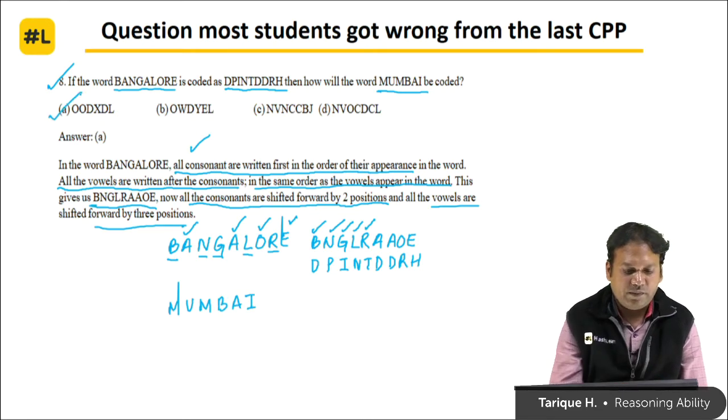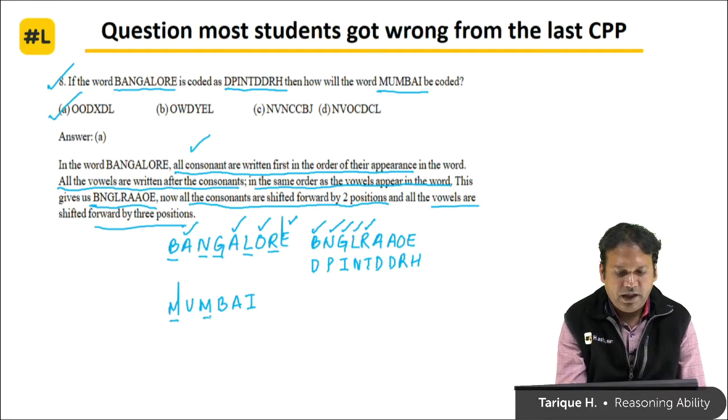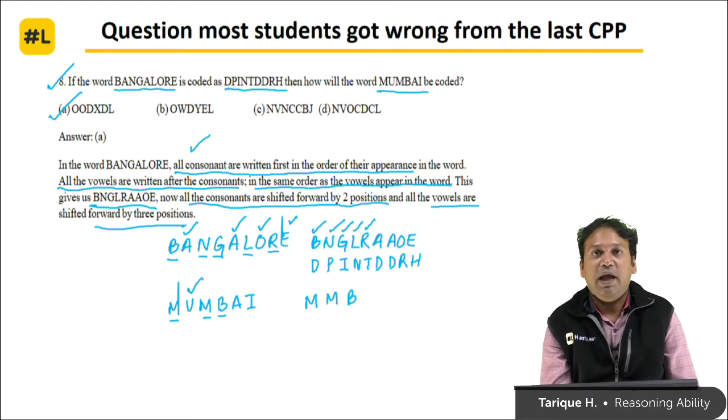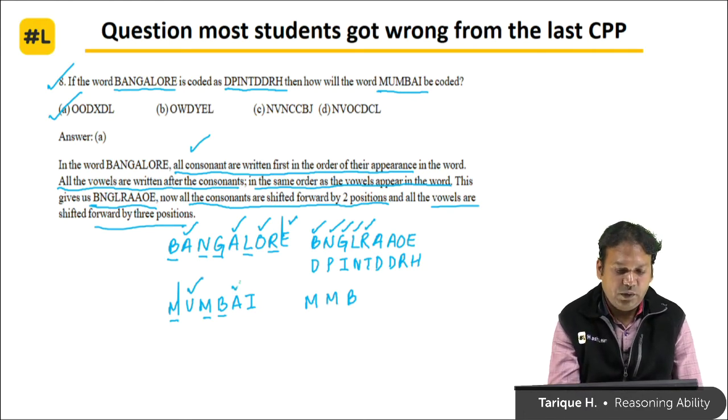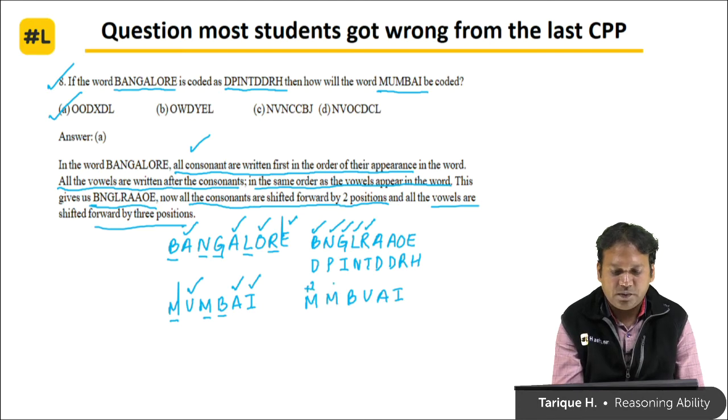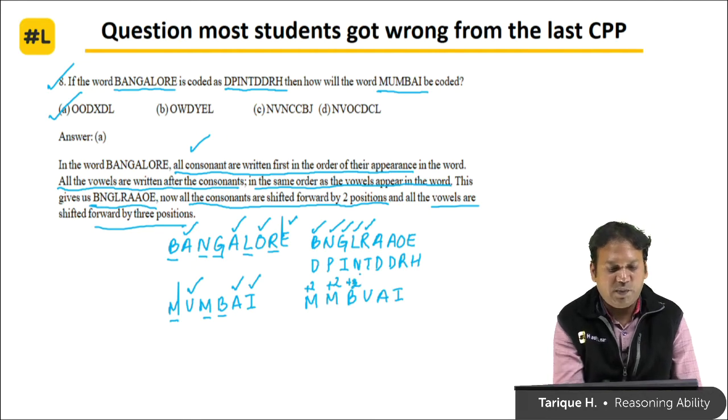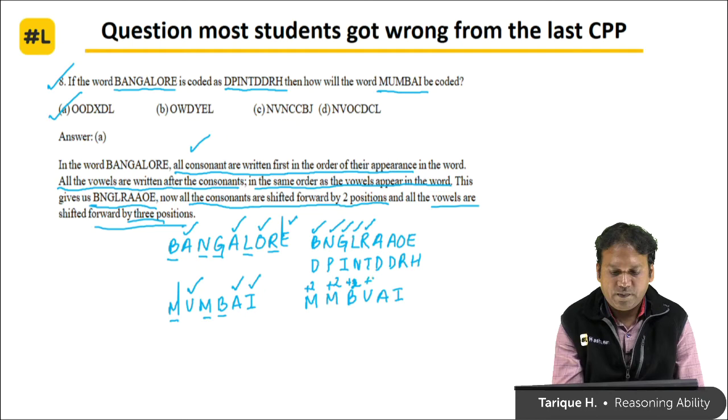as answer option A. So here we have first consonants M, M and B. That will come first, M, M, B. Now the vowels in the same order as they appear in the word, same order, U, A, I. Shift the consonants by 2 positions, plus 2, plus 2, plus 2, and shift the vowels by 3 positions, plus 3, and this will give you the answer.